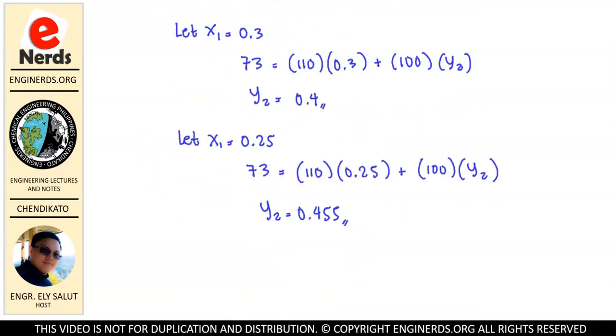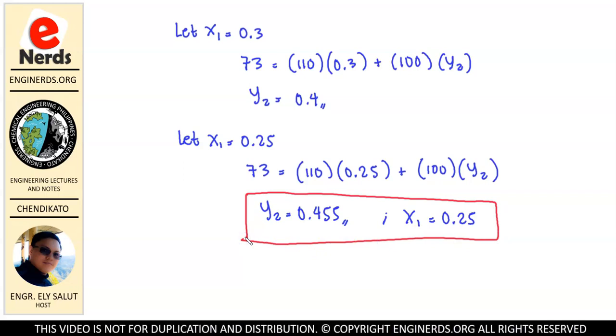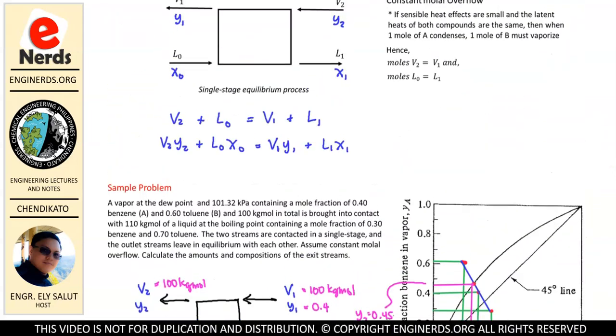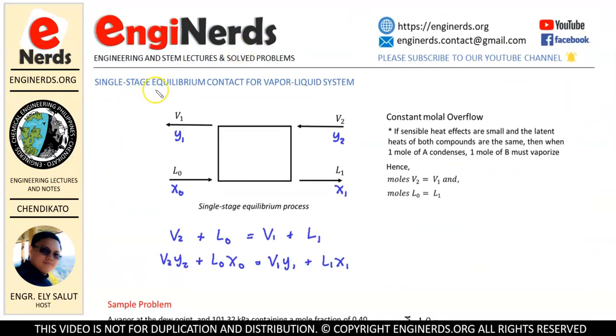0.45. Okay, so that means that is our answer in here. We have our x1 is equal to 0.25. So we did trial and error dito sa ating solution para makuha natin yung composition na hinahanap natin in our exiting streams. Okay, so I hope guys that you got itong pinag-uusapan natin ngayon about single-stage equilibrium contact for vapor-liquid systems.